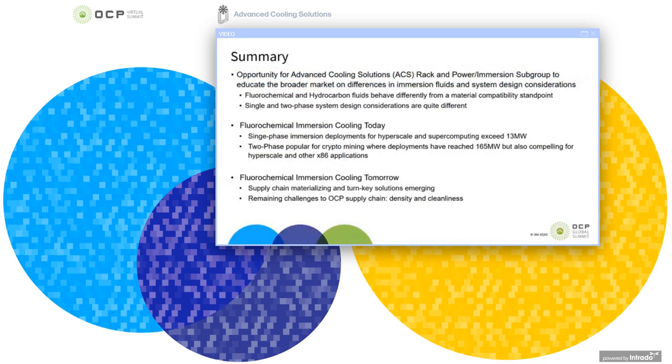So in closing, the immersion cooling subgroup is doing a great job of capturing in their workflow and documentation the differences between fluorochemical and hydrocarbon fluids, and the differences between single and two-phase applications. If you haven't already done it, I encourage you to go out and look at the work content. It's really the first time this stuff has been gathered together in one place.